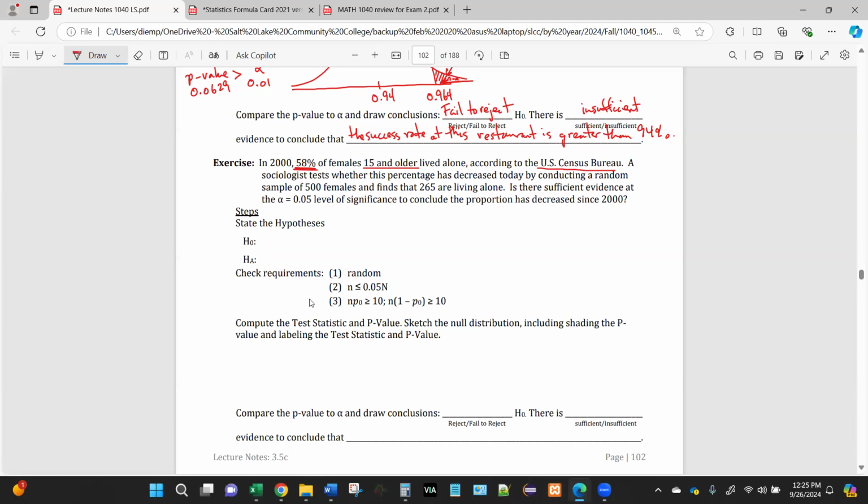Well, just because you think it doesn't mean that other people are going to agree with you, right? In the social sciences, you're supposed to use data to prove certain ideas and theories. So they have a sample here: 500 females and 265 were living alone. Is there sufficient evidence at the alpha equals 0.05 level of significance to conclude the proportion has decreased since 2000?